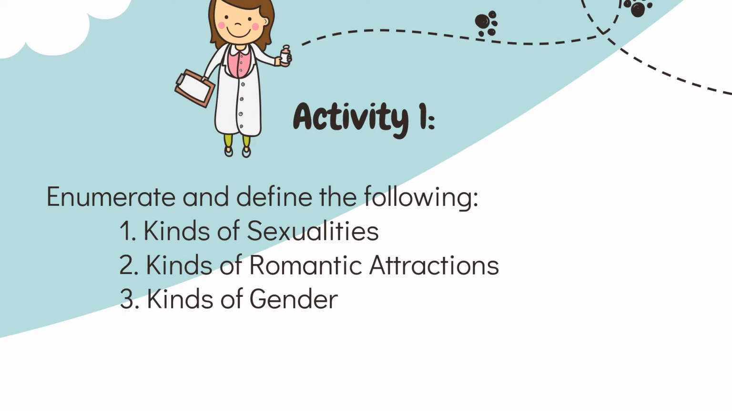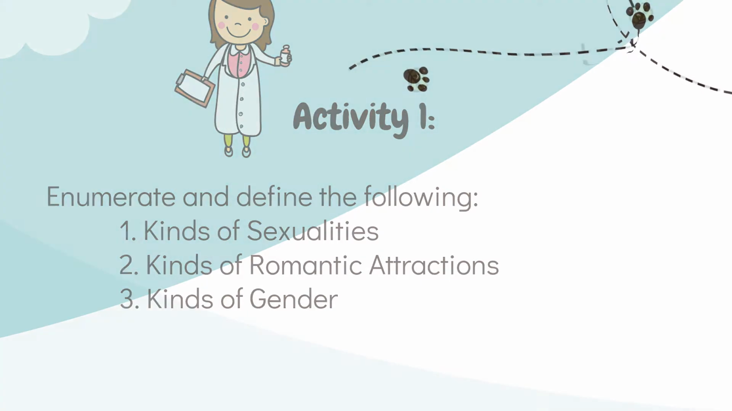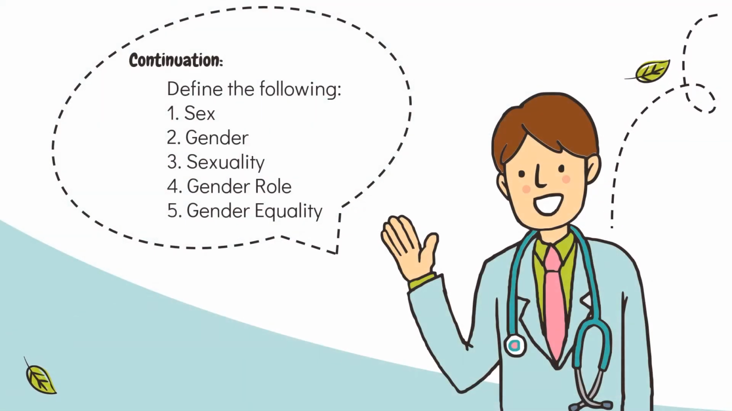So let us now review. Activity 1. Enumerate and define the following. Number 1, kinds of sexualities. Number 2, kinds of romantic attractions. And number 3, kinds of gender. Also, I need you to define the following: sex, gender, sexuality, gender role, and gender equality.